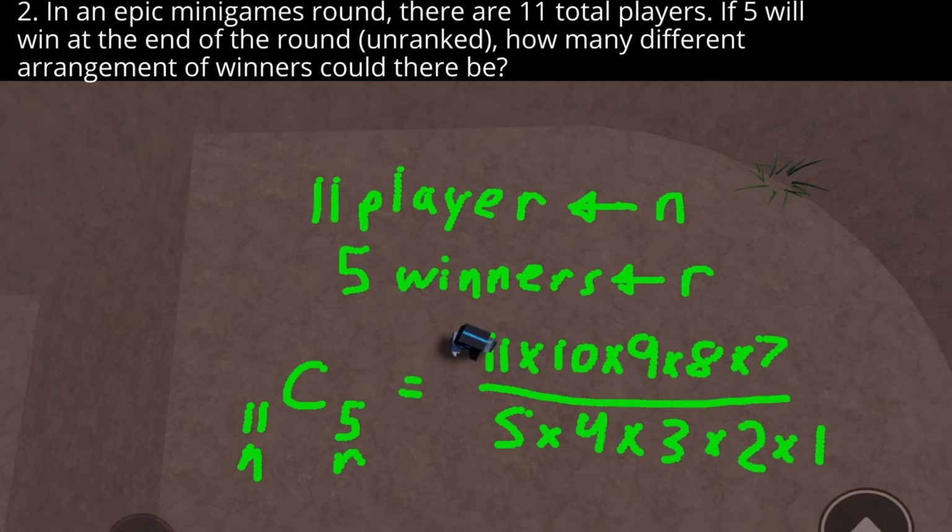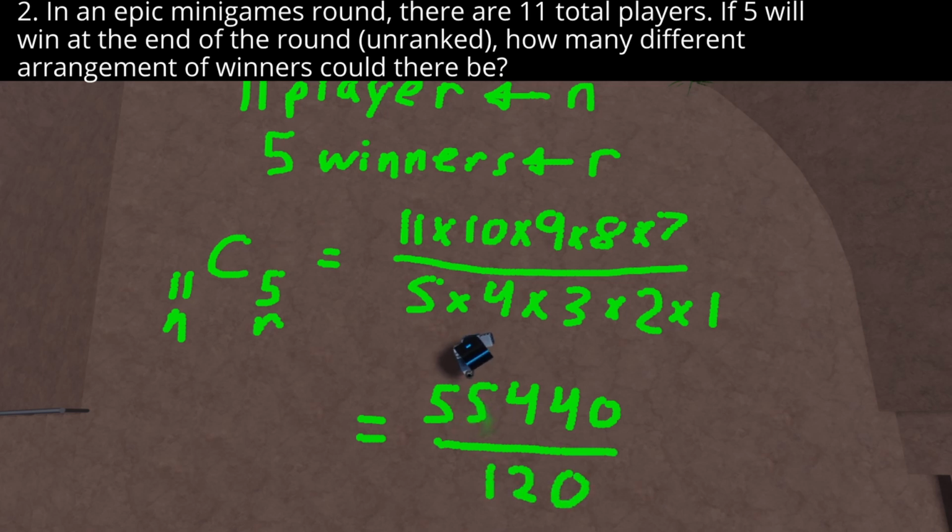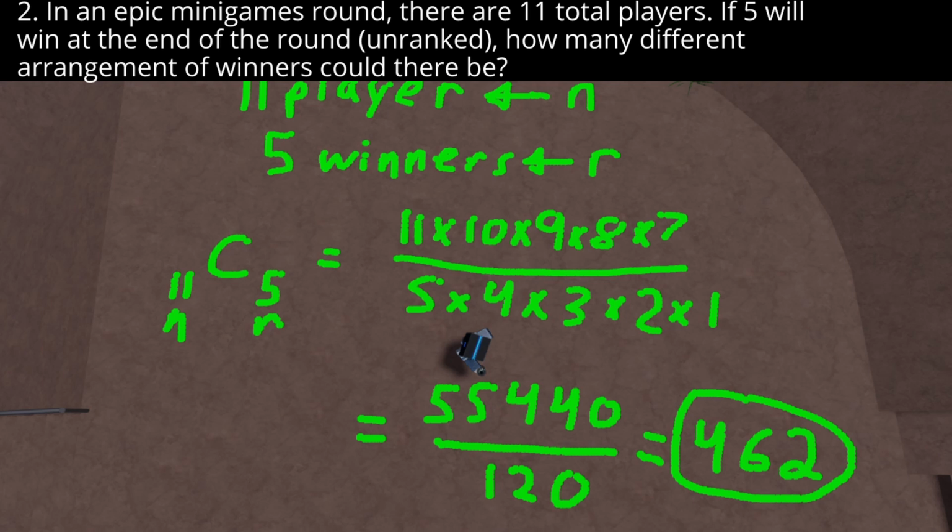So now from here, you can just compute the top and the bottom number. If you do 11 times 10 times 9 times 8 times 7, you'll find out that that's 55,440. And if you do 5 factorial, 5 times 4 times 3 times 2 times 1, that's 120 if you do the math. And then if you divide those two numbers, you get 462. So there's 462 unique ways that 5 winners can be chosen from 11 players in this Epic Minigames round. Let's move on to the next problem.